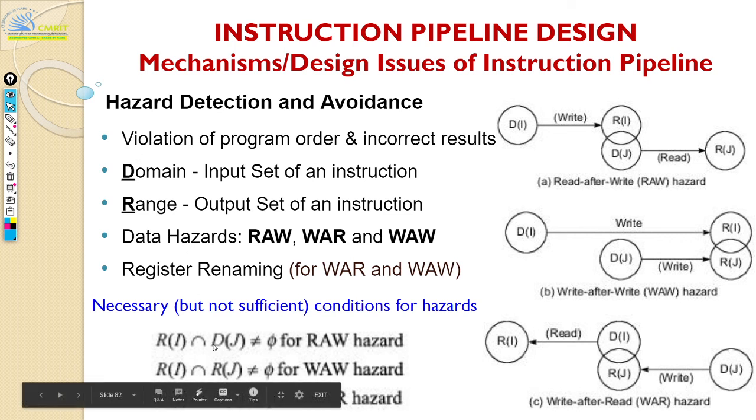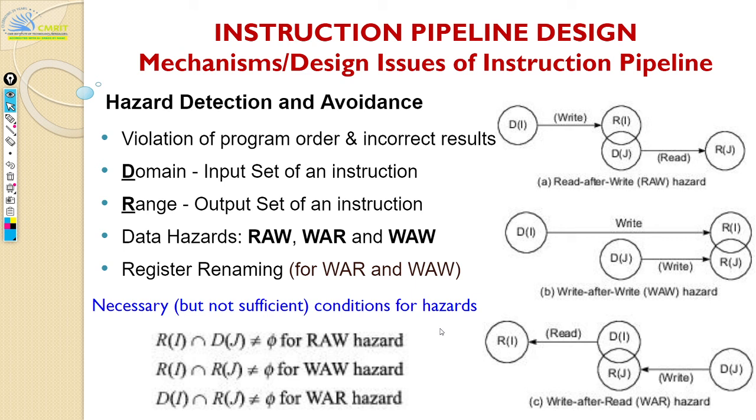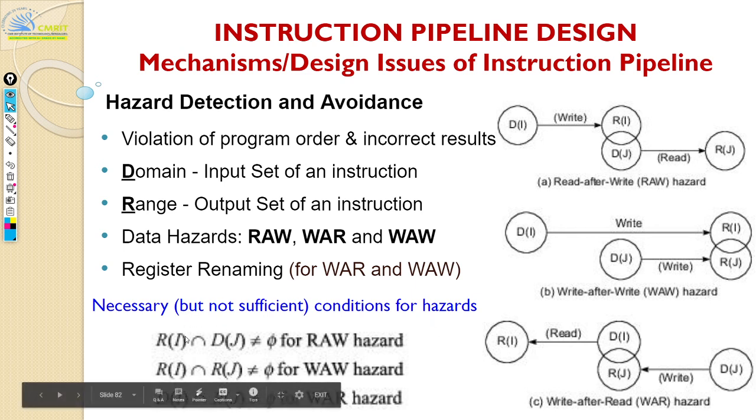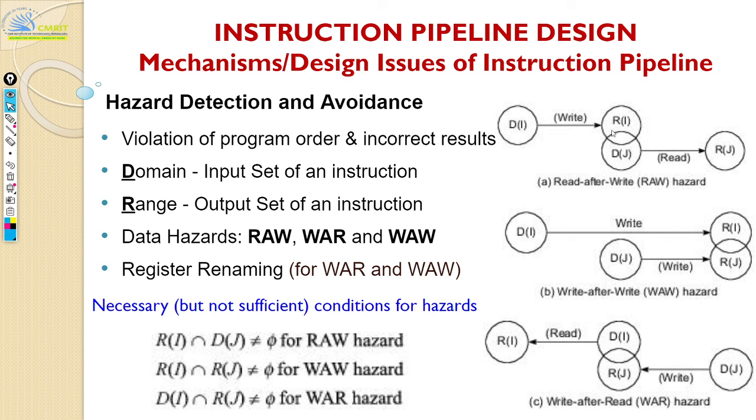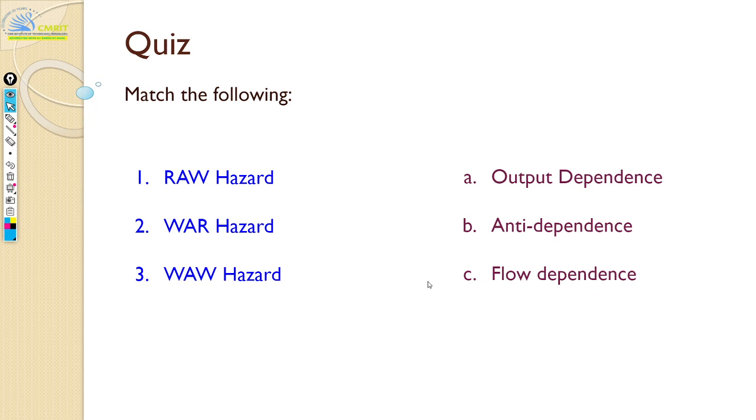Now these are the necessary but not sufficient conditions for the hazard, like your domain and range, right? They have to be disjoint. If they are not disjoint, then there is a possibility of RAW. It's not sufficient because it doesn't necessarily create a hazard. There could also be a situation where you have a common domain and range, but it may not produce an incorrect result. It may actually produce a correct result also, you cannot guarantee that. Because of that, it's not a sufficient condition, but it's only a necessary condition for the hazard. Okay, so now we come to the end of this topic.